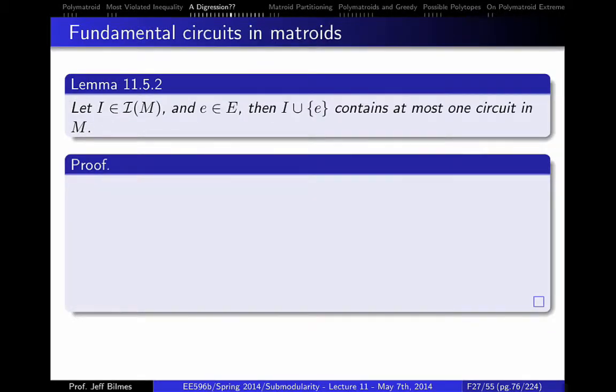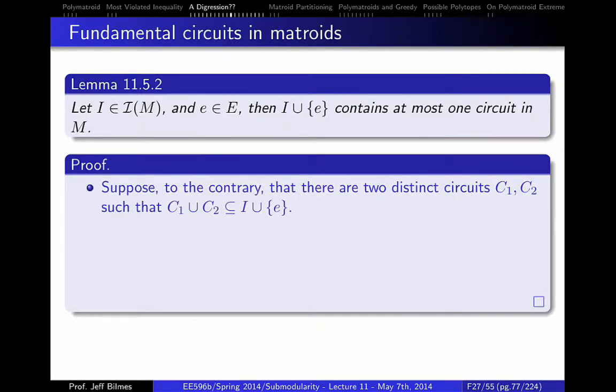Okay, so this is a fundamental theorem about circuits, and it's a theorem that defines the notion of a fundamental circuit. There's a fundamental circuit associated with every independent set I and element E. So basically, if you take an independent set and you add an element E, then I plus E contains at most one circuit, and it's called the fundamental circuit. It might still be independent, but if it's not independent, you haven't created more than one circuit.